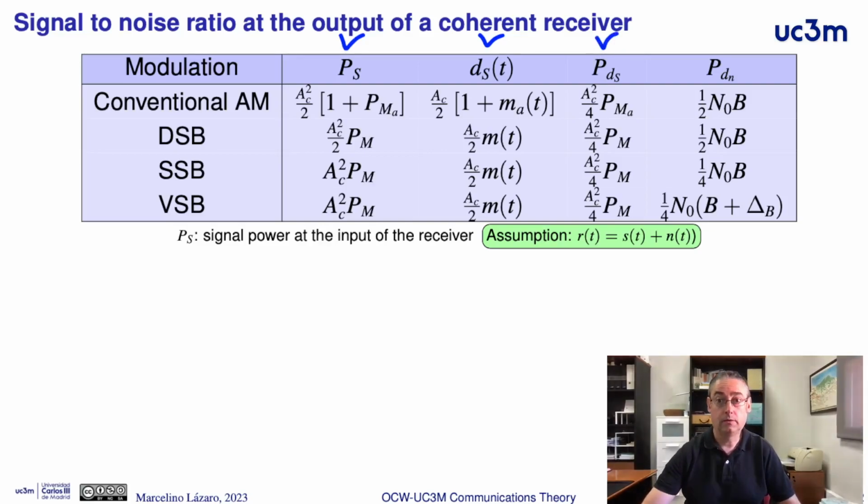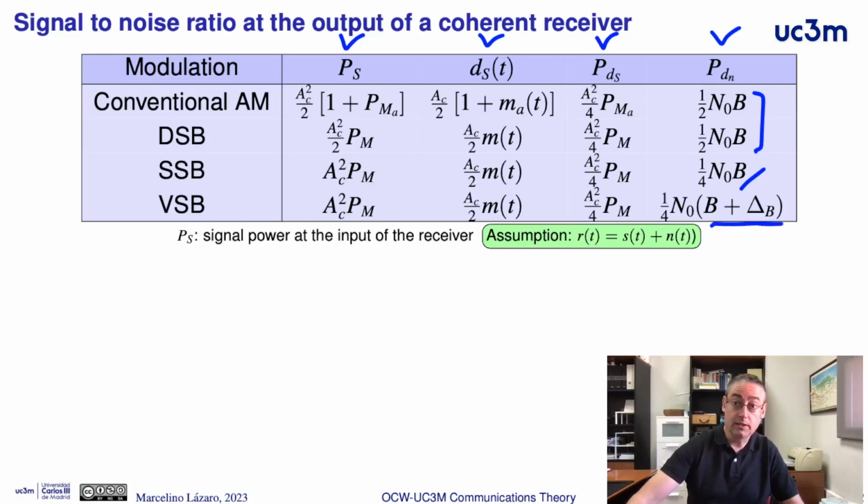This is the power of this component related with the modulating signal, and in the last column we have the power of the noise component at the output of a coherent receiver. That, remember, it was equal to 1/4 of N0 times the bandwidth of the modulated signal, and the bandwidth of the modulated signal was 2 times B hertz, the bandwidth of the information, for the conventional AM, B for the double sideband, the bandwidth of the modulating signal for the single sideband, and the bandwidth of the modulating signal plus the vestige for the vestigial sideband.